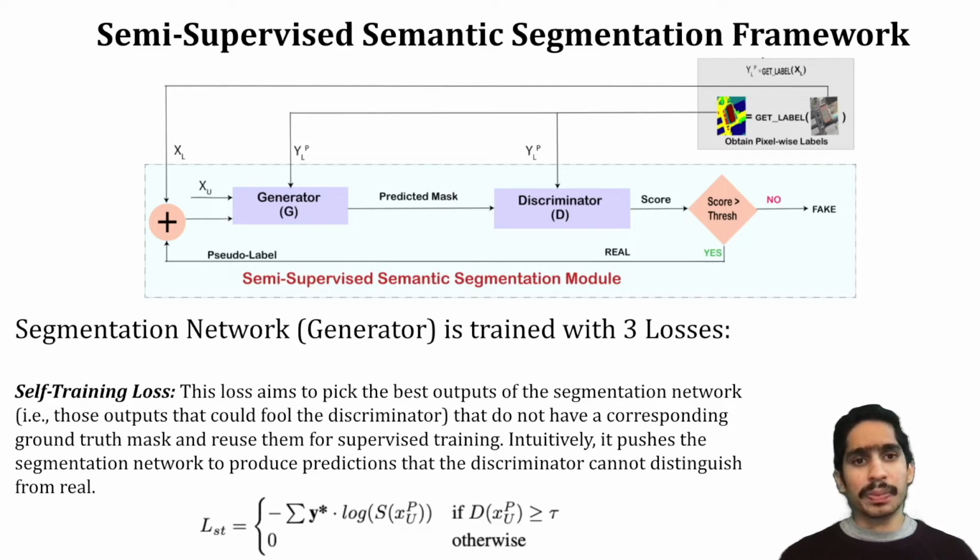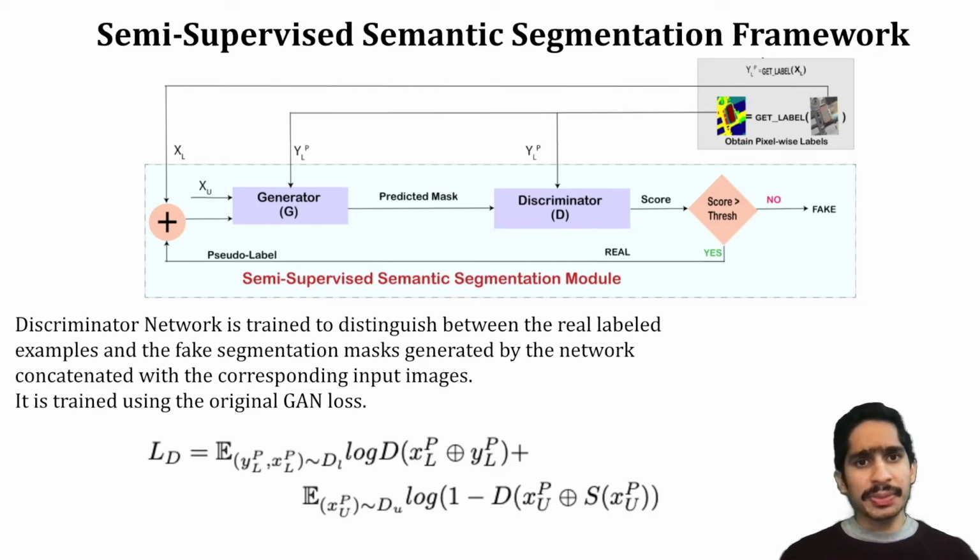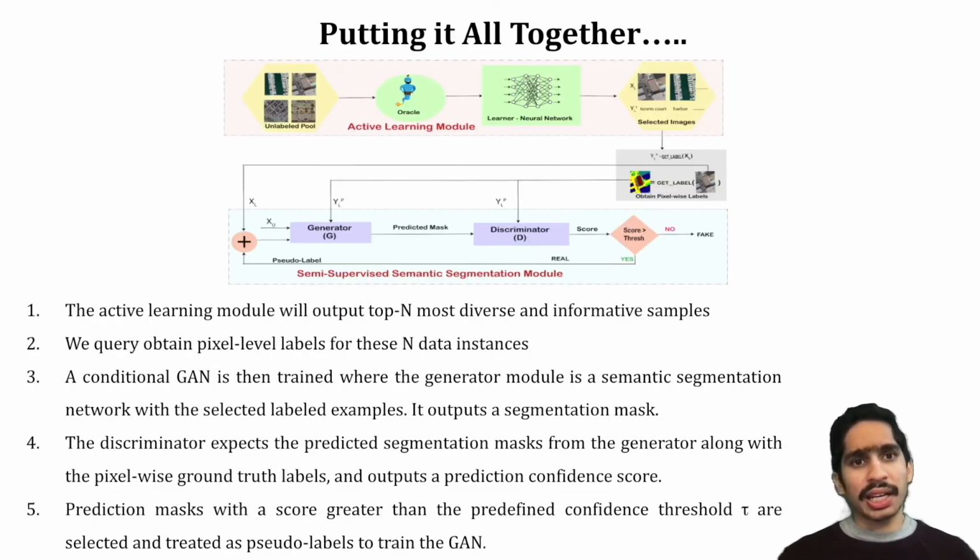This loss aims to pick the best outputs of the segmentation network, that is, those outputs that could fool the discriminator and have a score greater than the threshold tau. These are used as pseudo-labels to train the GAN. This is how high confidence pseudo-labels produced from the unlabeled data instances are augmented to the labeled data pool. The discriminator network is trained to distinguish between the real labeled and the fake segmentation masks and is trained using the original GAN loss.